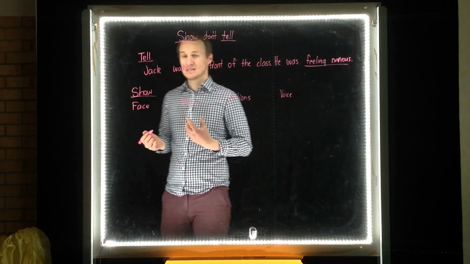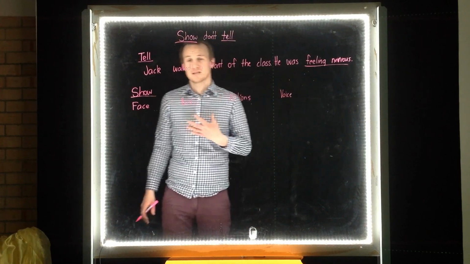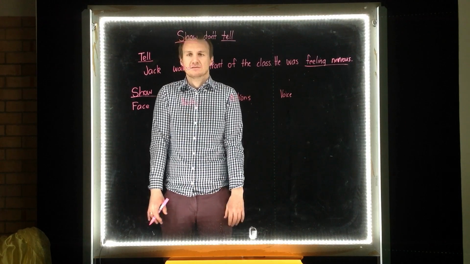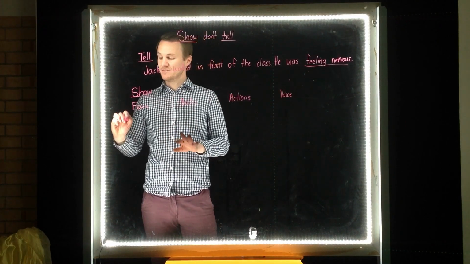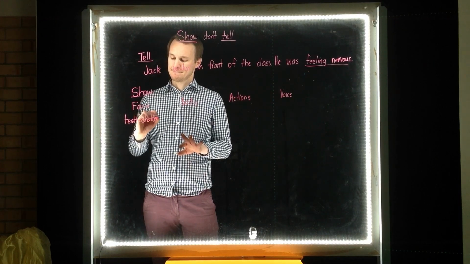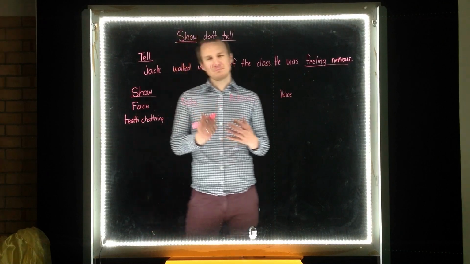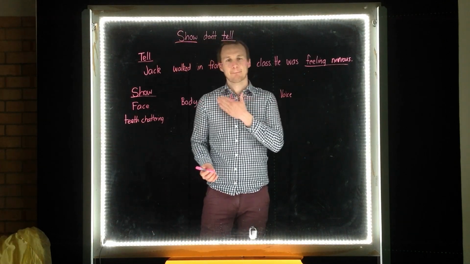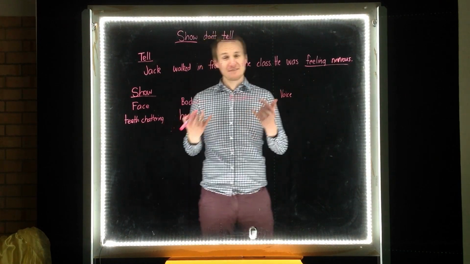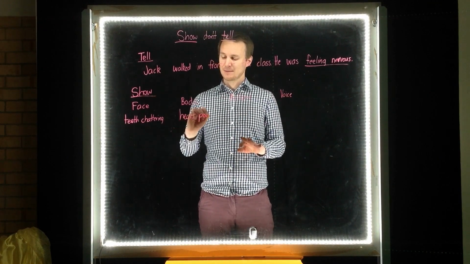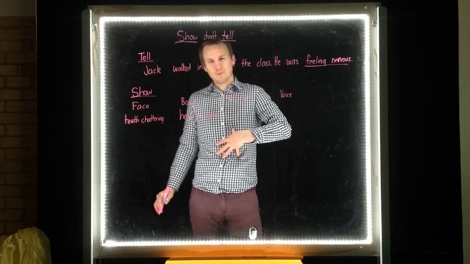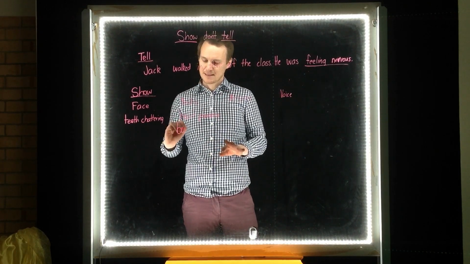Let's start with Jack's face. If he was really nervous, what might he be doing? His teeth might be chattering because he's so nervous. His body, I'm thinking about when I'm really nervous. His heart, we don't want to say beating fast, let's think of a better word. His heart was pounding. And sometimes when you feel really nervous, you get what we call butterflies in your stomach. So we're going to write that down.